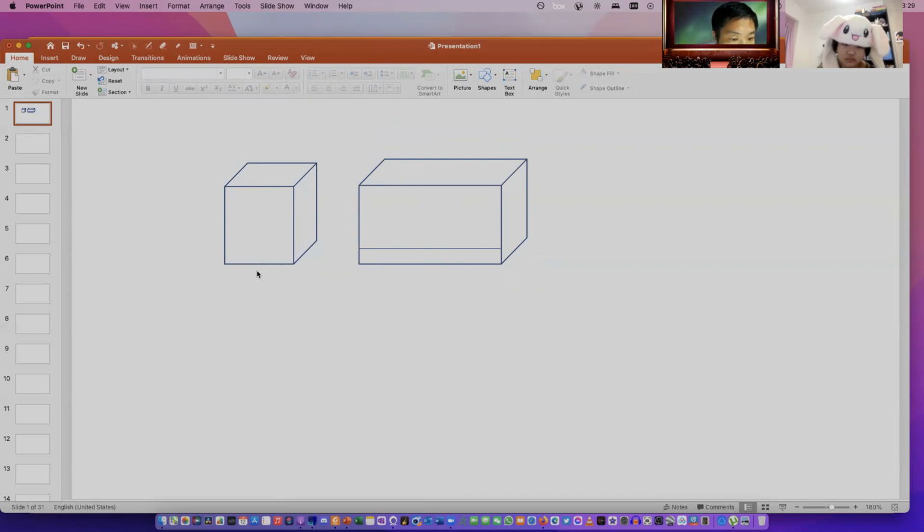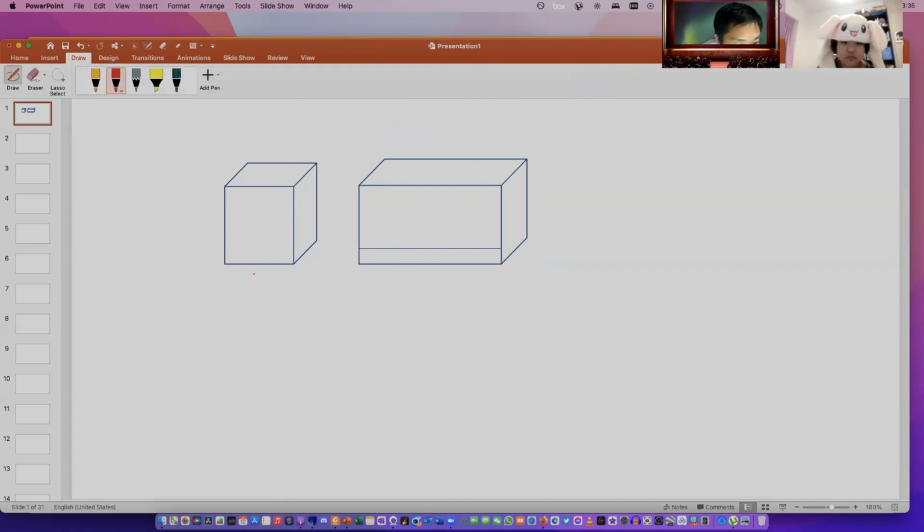So let me start off. This is container A, and this is called container B. Container A is empty. Container B is not empty. Container B has some water inside already. So let me give you the dimensions of each of these containers.